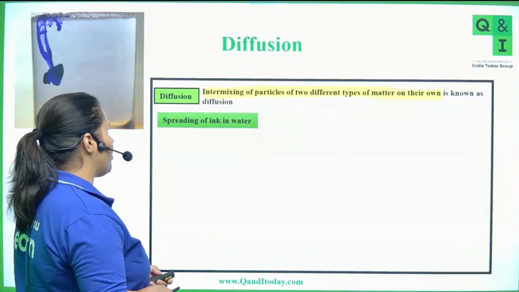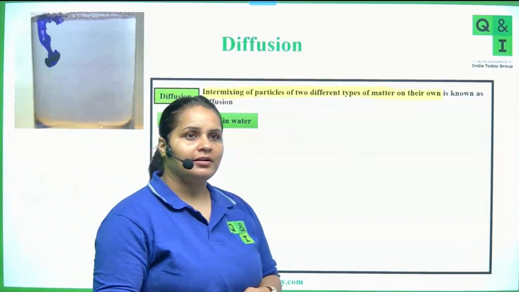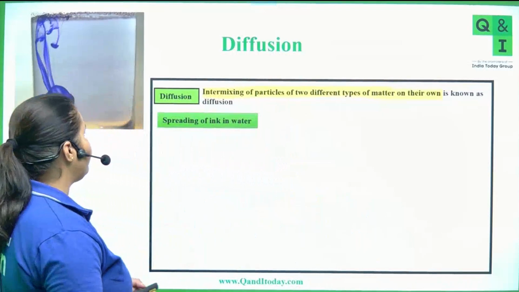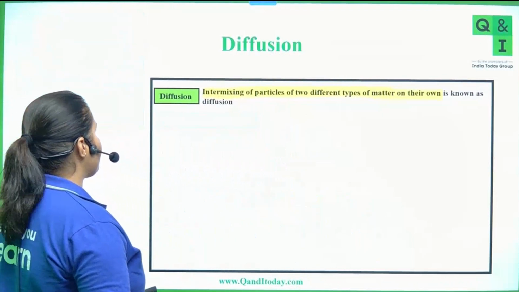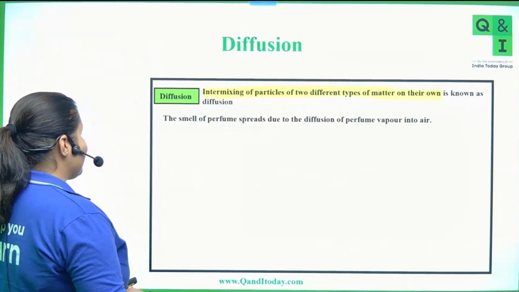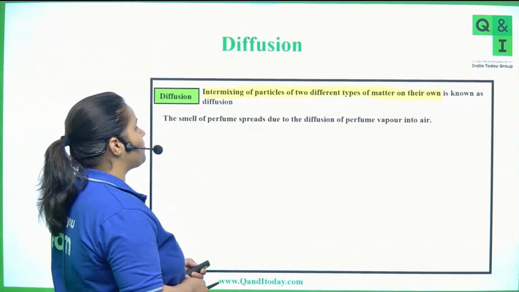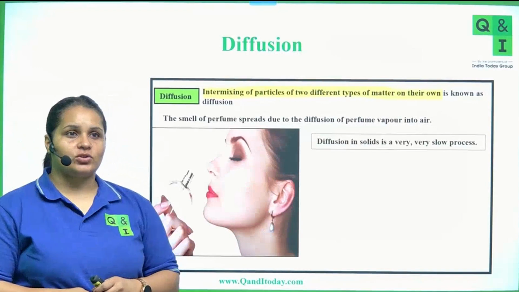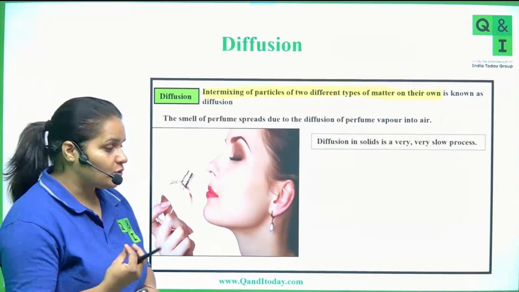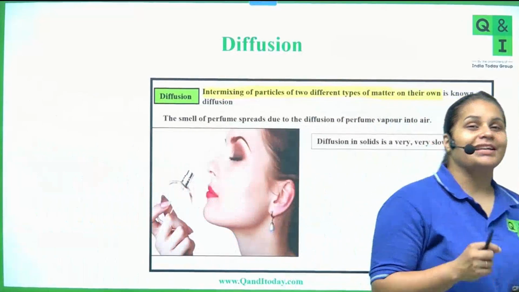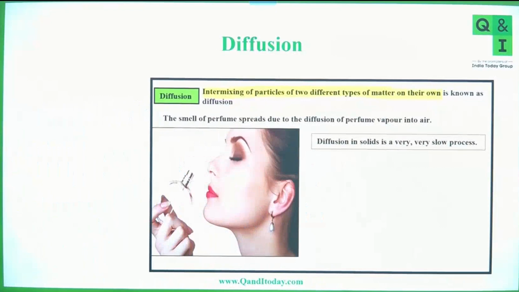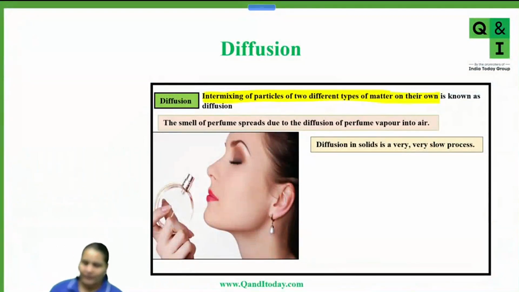Coming to the third one, spreading of ink. Spreading of ink into the water, that's another example of diffusion. Okay, next example. The smell of perfume spreads due to the diffusion of vapor into air. So, how are we able to smell the perfume? Because its particles are getting diffused in the air. So, this is how we get the smell of the perfume.